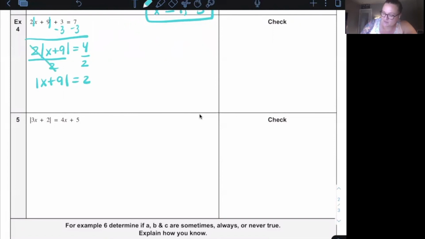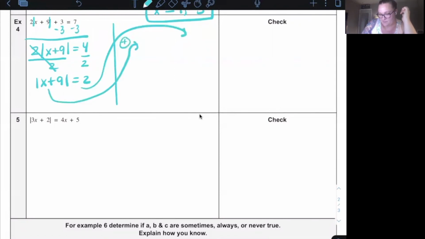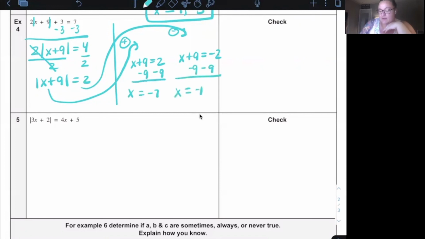So you're going to split those into the positive and the negative version, which I'm going to do up here. So you're going to have x plus 9 equals positive 2 and x plus 9 equals negative 2. Then you should have subtracted 9 from both sides. So x is equal to negative 7. Subtract 9. x is equal to negative 11.